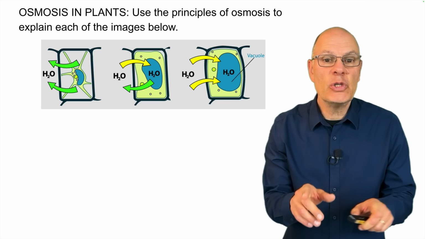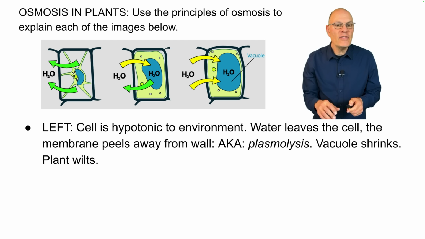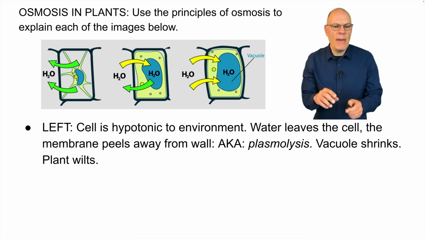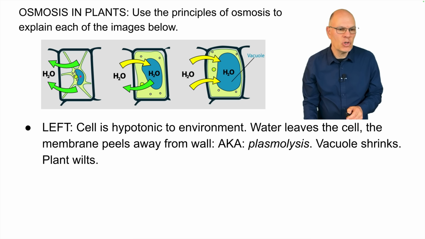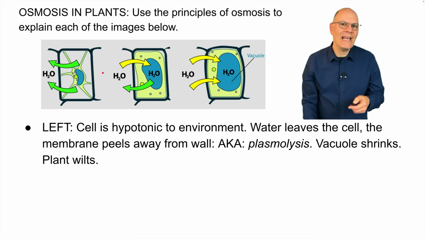Osmosis in plants. Use the principles of osmosis to explain each of the images below. On the left side, the cell is hypotonic to the environment. Water leaves the cell, the membrane peels away from the wall. That's also known as plasmolysis. The vacuole shrinks and the plant wilts. How could the environment be hypertonic to the cell? How could the cell be hypotonic to its environment? This environment has to have, for example, a lot of solutes dissolved in it so that it has a lower water concentration than is in the cytoplasm. That'll cause water to go from the hypotonic cell to the hypertonic environment.